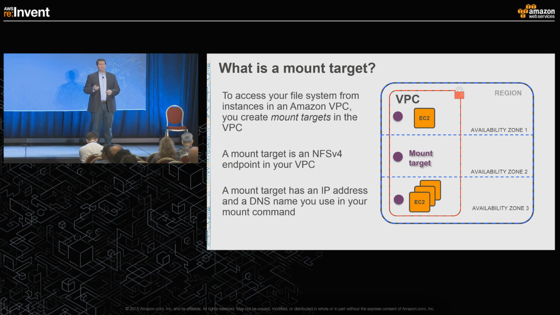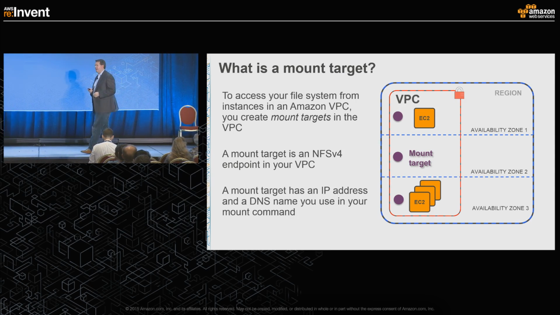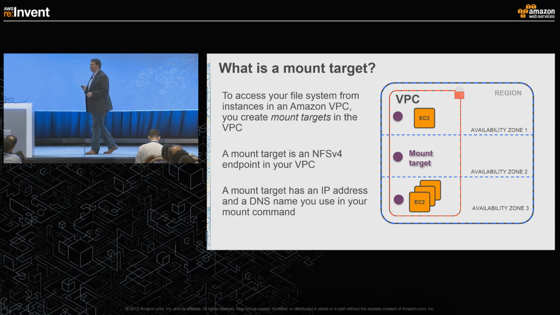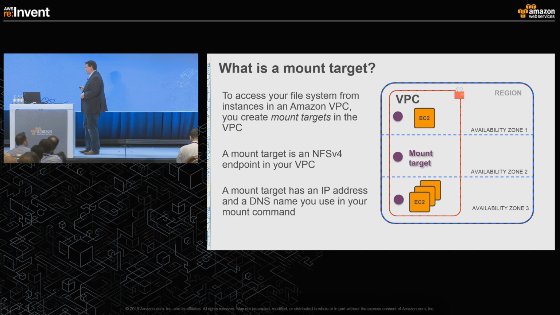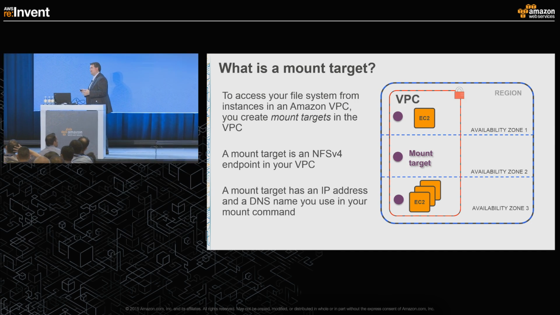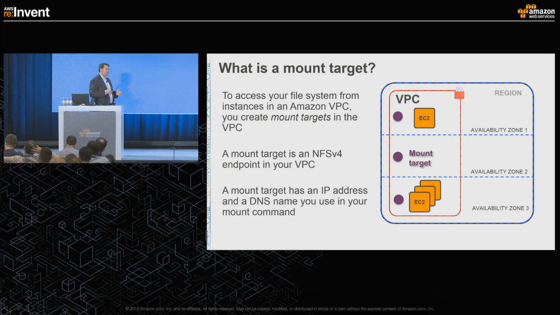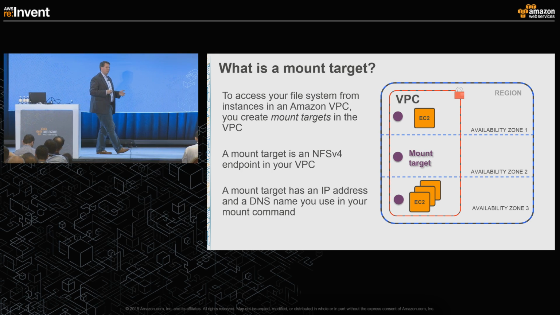What is a mount target? A mount target inside of EFS is some new nomenclature. You might think about a mount target as an NFS endpoint inside of your VPC. So if you're familiar with other AWS technologies that deliver endpoints, think about this as an endpoint delivered natively inside of your VPC. And that is a location where your EC2 instances will interact with an NFS surface.